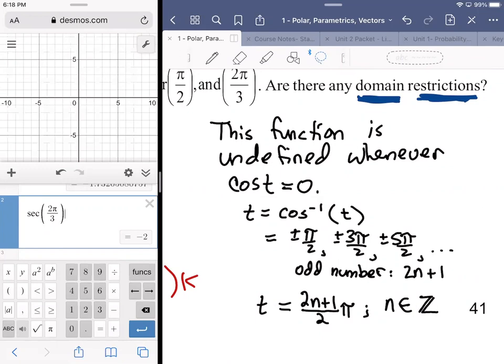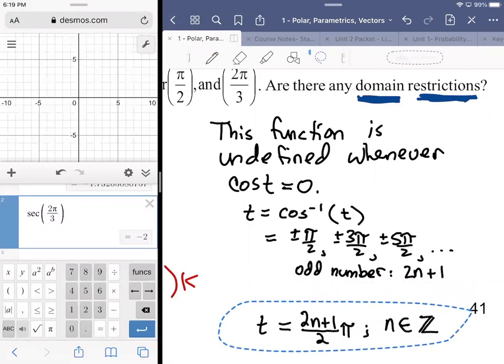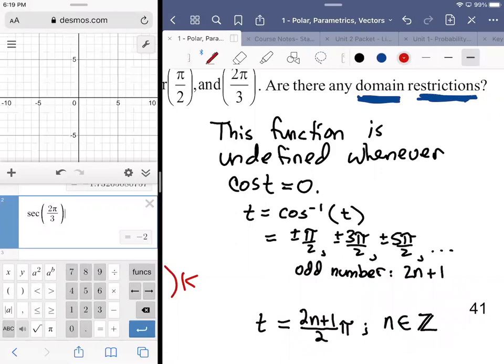But the restriction would be that t can't be any of these values. So my restriction, if I want to just tuck this in here and move this down, is that t is not going to be any of these values.